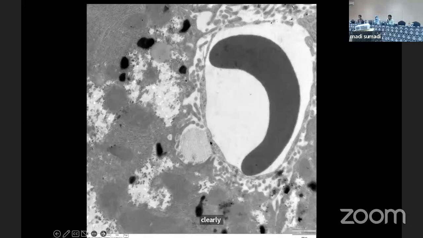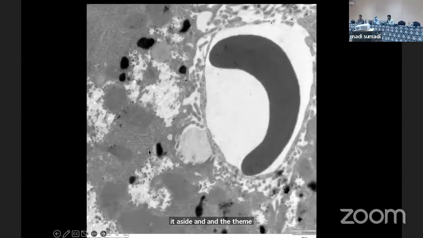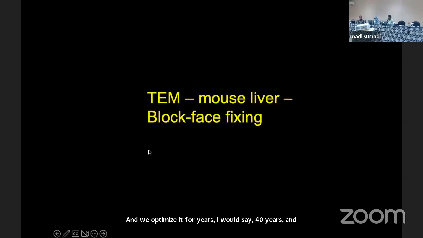Erythrocyte and endothelium, and of course the peroxisomes. So this is what you see, the typical structure of a liver. And we optimized this for, I think, 3 to 4 years, I would say, four years, to get this image.